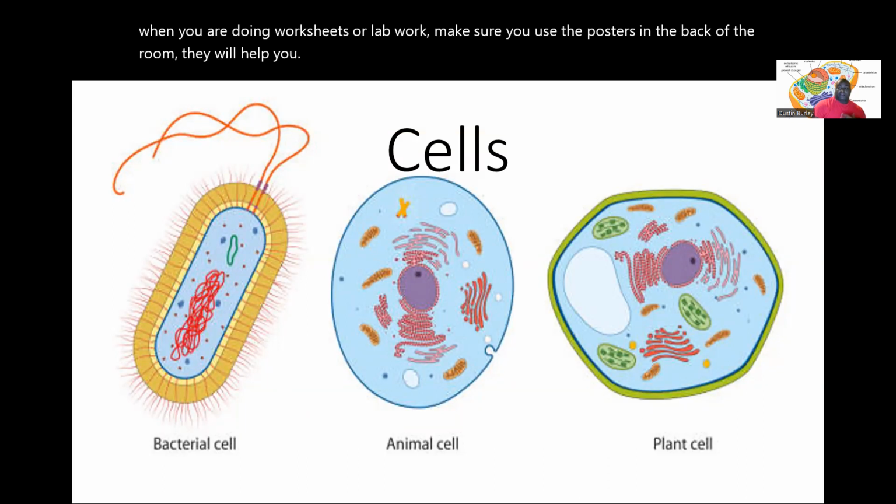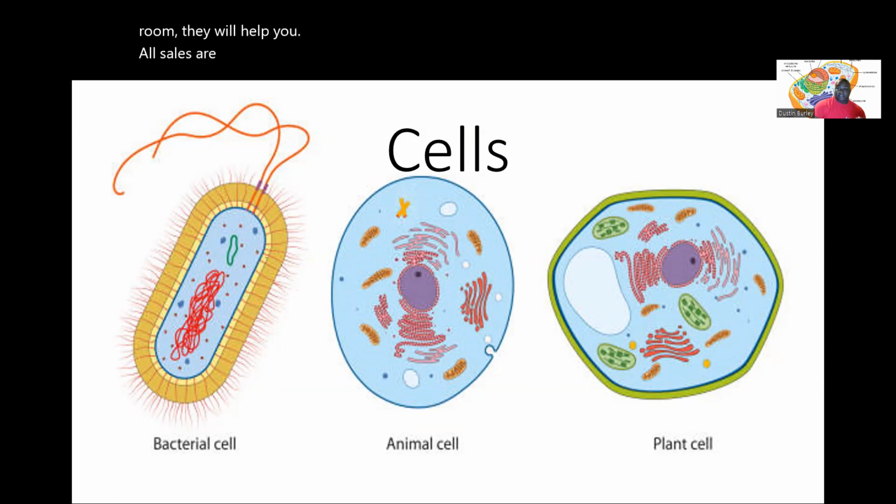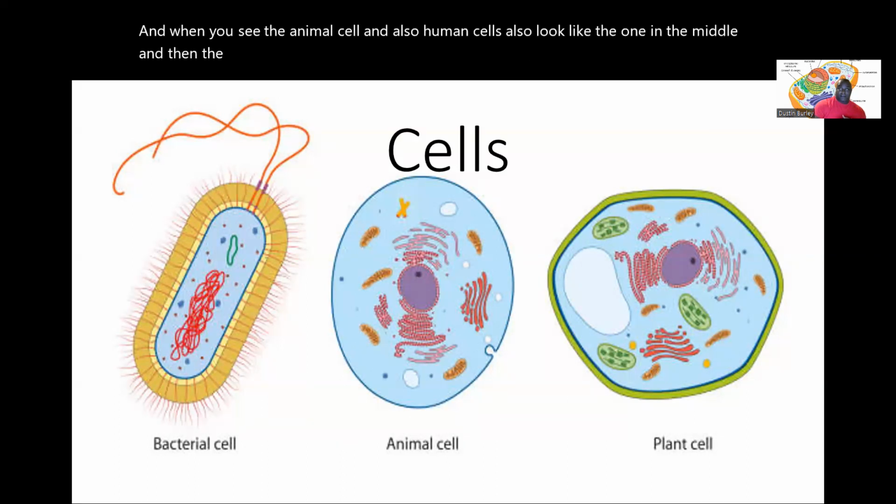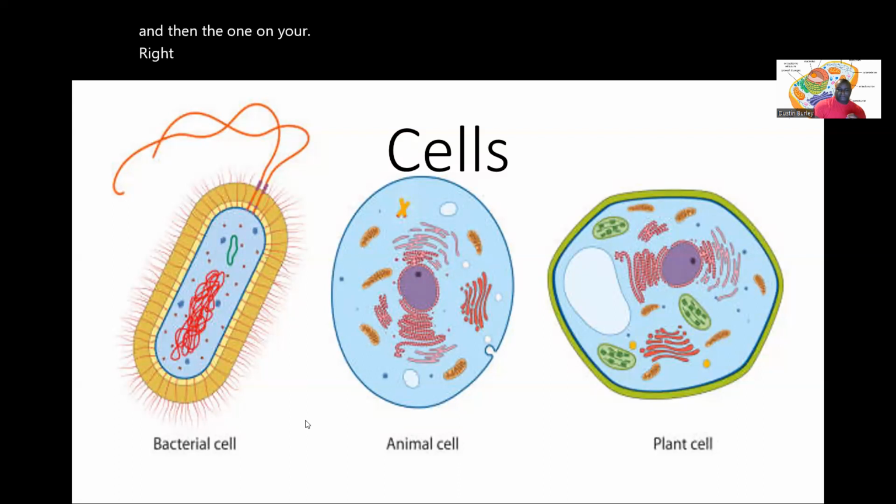All cells are different shapes and sizes. They are not all the same. They do different functions. As you see the bacteria cell, that is the first one. And then you see the animal cell and also human cells also look like the one in the middle. And then the one on your right is a plant cell.